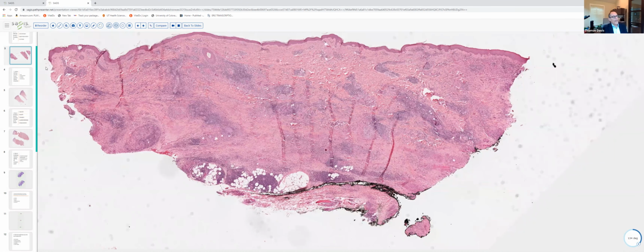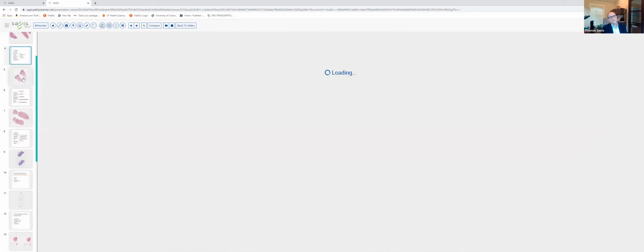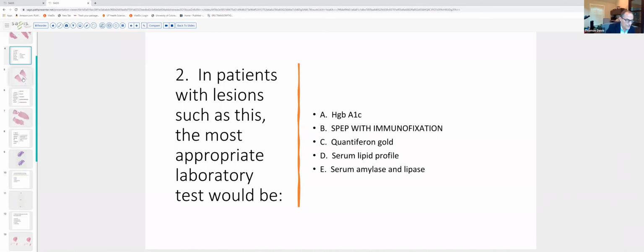Okay, so with that in mind, let's go ahead and go to our question. And our question is, in patients with lesions such as this, the most appropriate laboratory test would be, and of course the answer is B, an SPEP with immunofixation. Almost all of these patients do have a monoclonal IgG kappa paraproteinemia. And so you'd want to make sure that you checked an SPEP with immunofixation in these patients.